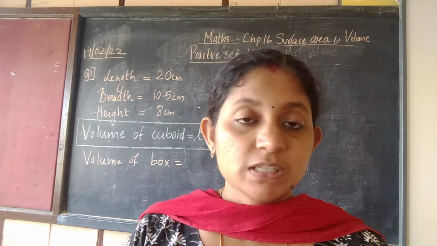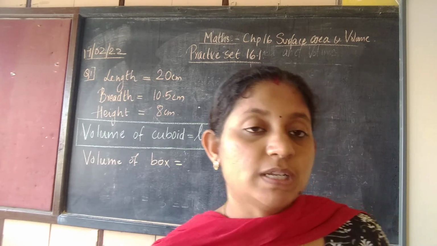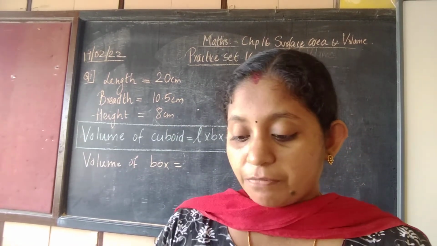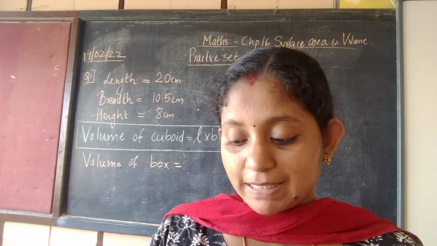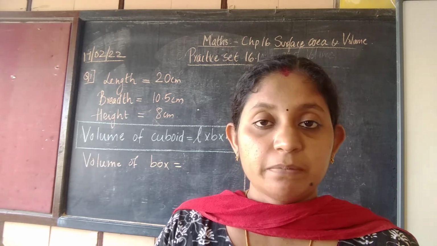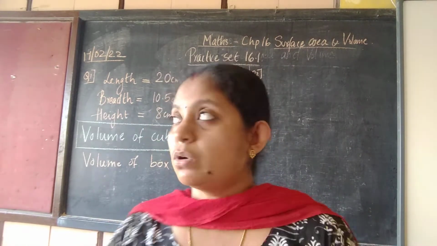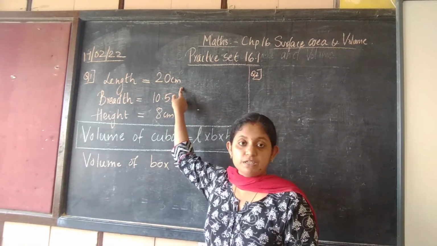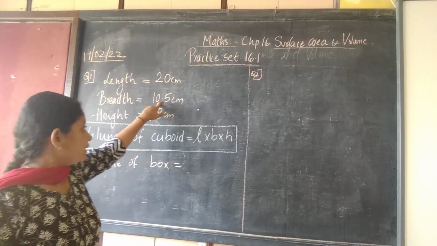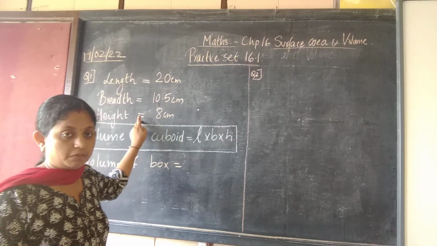So there are 4 questions. Let's begin with question number 1. You can see on the board what is given in the question. If you refer to your textbook, you can see it there. Find the volume of a box if its length, breadth and height are 20 cm, 10.5 cm and 8 cm respectively. First, write what is given. Length 20 cm, breadth is 10.5 cm, height is 8 cm.